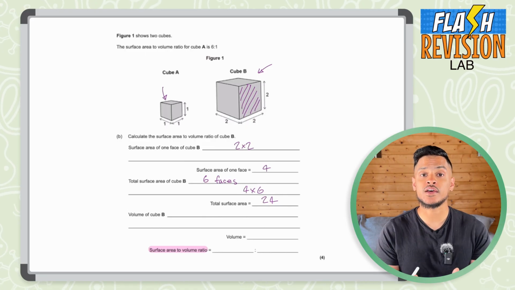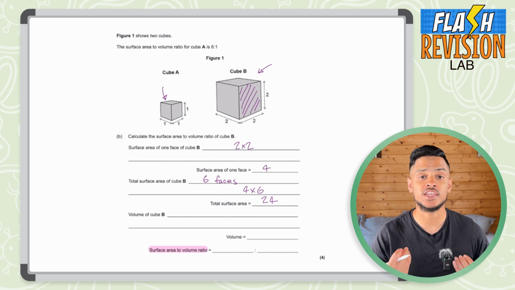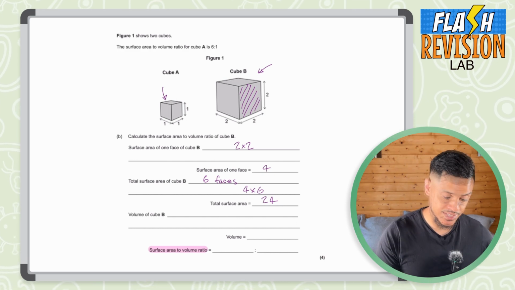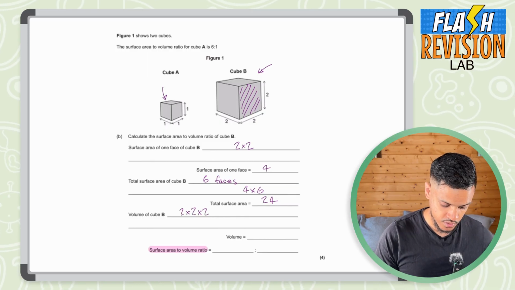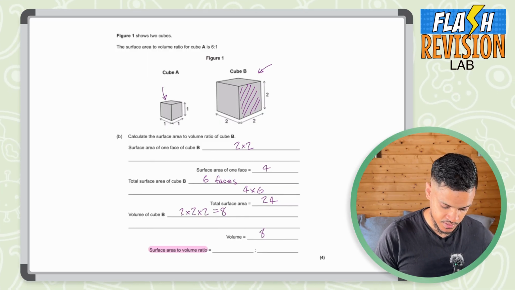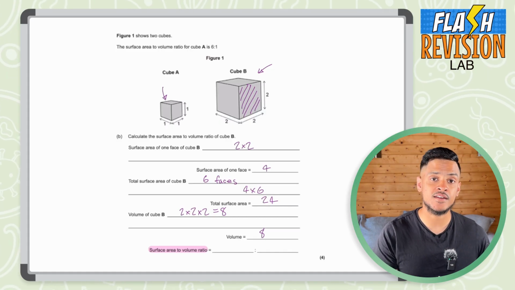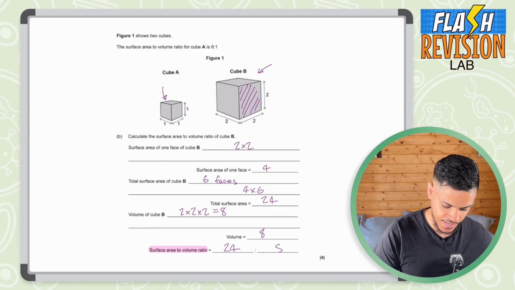Now, we've worked out the surface area, we need to work out the volume. The formula for working out the volume of a cube is length times width times height. So, as they're all 2, we just do 2 times 2 times 2, which gives us an answer of 8. So the volume is 8. Therefore, the surface area to volume ratio is 24 to 8.